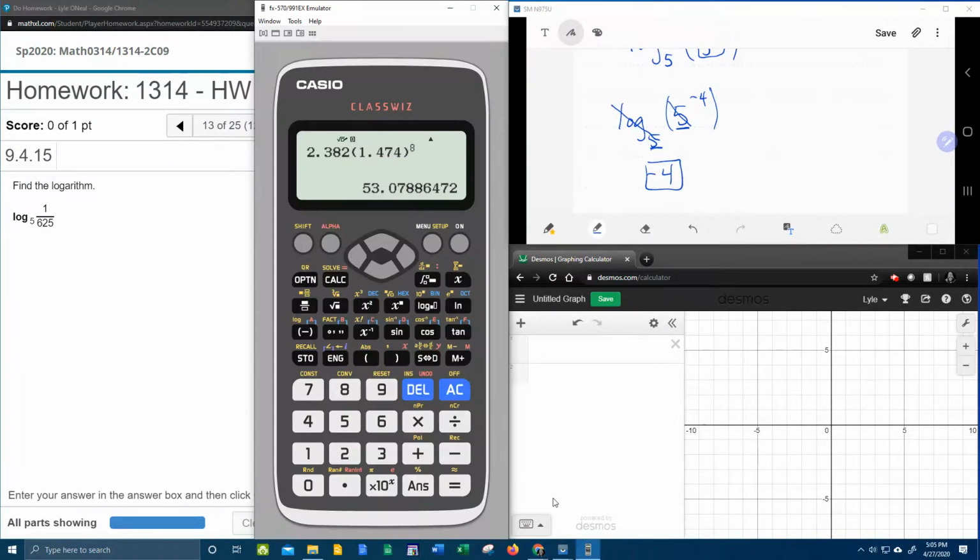Let's check it electronically. So with our handy-dandy Casio ClassWiz, I'm going to point out this button right here. This button will do log. You can put the base in and then whatever you've got. And we're going to actually put in the original problem. So this is log base 5. We're going to move over, and using the fraction button, we can say 1 over 625. Bam! And it verifies our handwritten work.